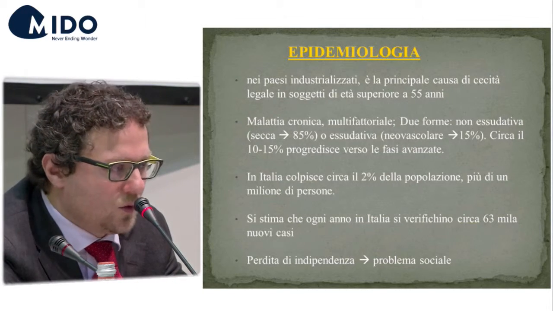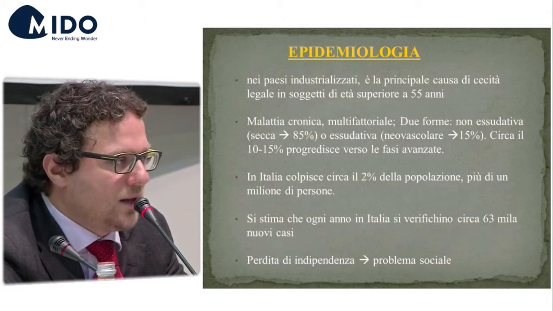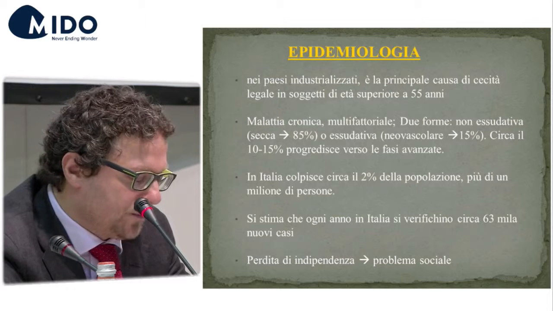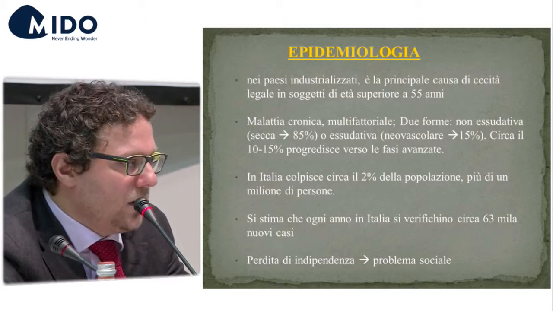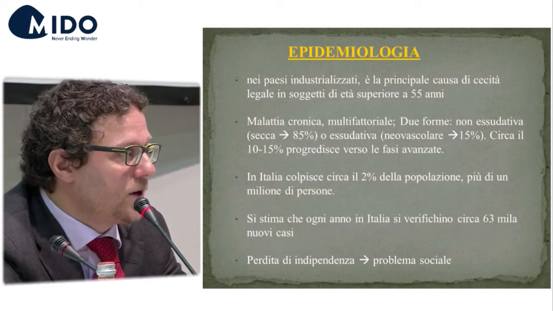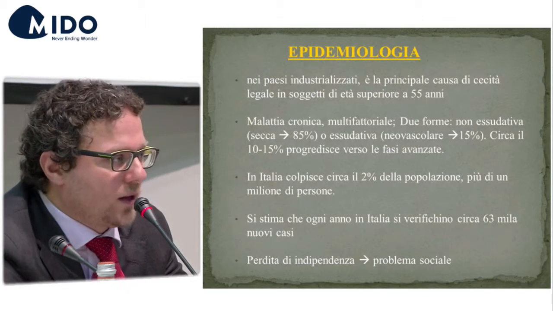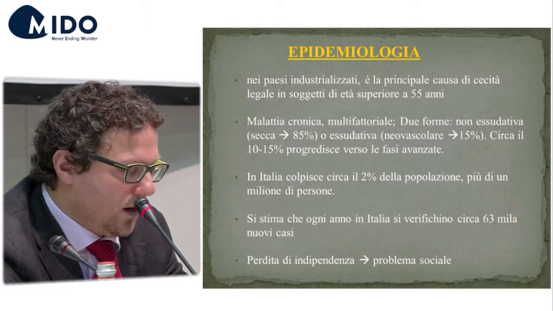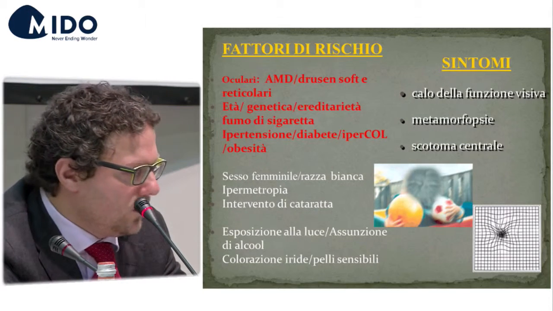There are two forms of it, an early onset form, dry form, and an evolved form, and it is divided into neovascular and geographic atrophy forms. In Italy, to give you an idea of statistics, it affects approximately 2% of the population, more than 1 million people. And it leads to a social problem. People are less self-sufficient, and in a way you need to follow them up well. And you have various risk factors.